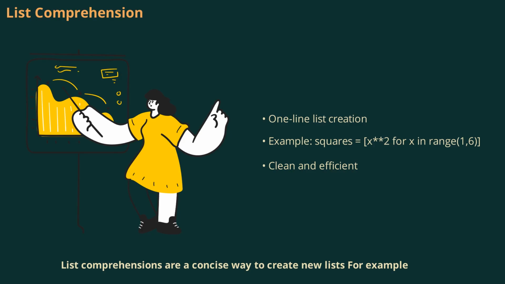List comprehensions are a concise way to create new lists. For example, squares = [x**2 for x in range(1, 6)] quickly builds a list of squares from 1 to 5. This one-liner is both readable and powerful, making your code cleaner and faster to write.